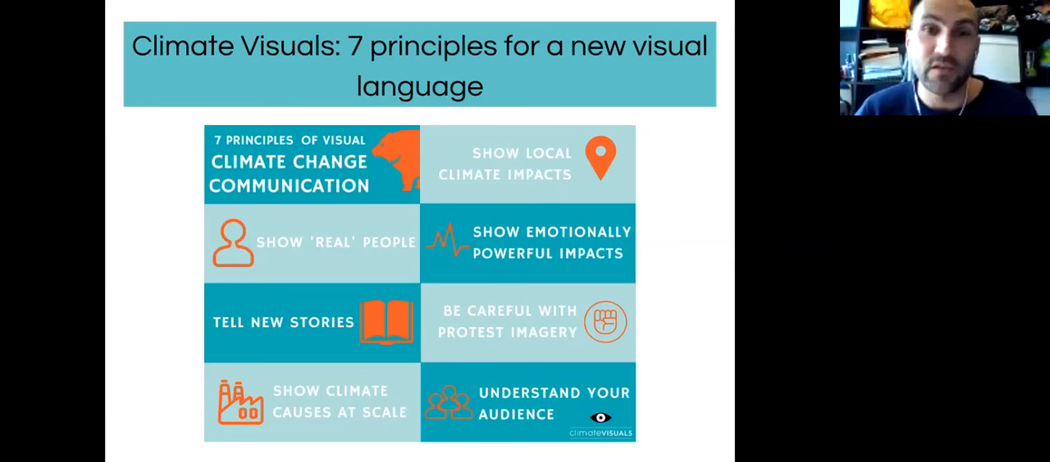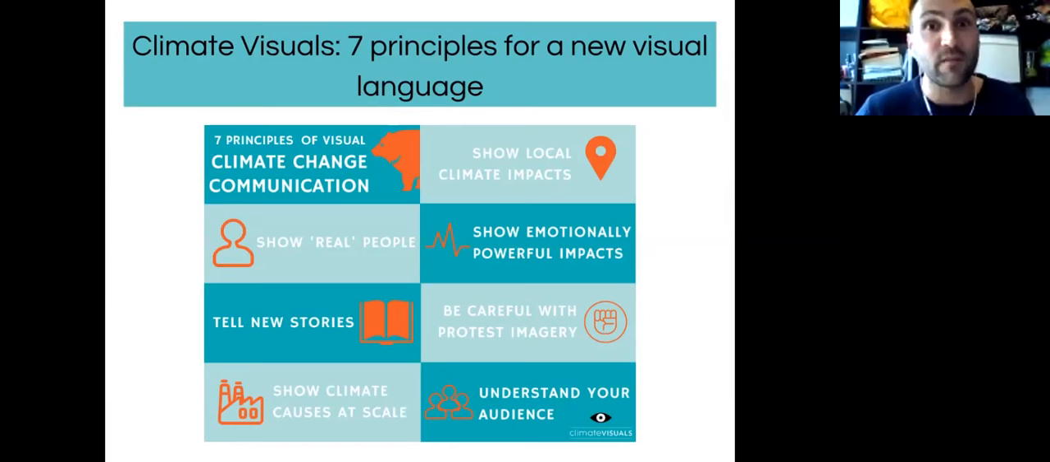So it might be polar bears, it might be melting ice, it might be smokestacks, it could even be arrays of solar panels or wind turbines, but without any people in them. And this challenge of there tending to not be very much in the way of easily relatable human stories as part of the iconography of climate change is something that Climate Visuals was designed to address.